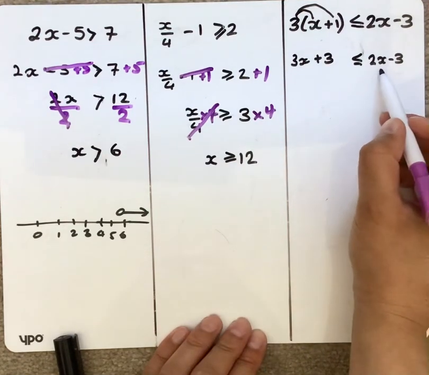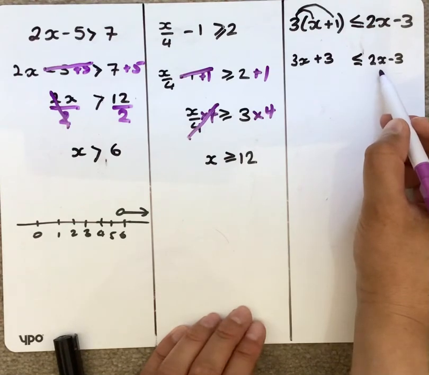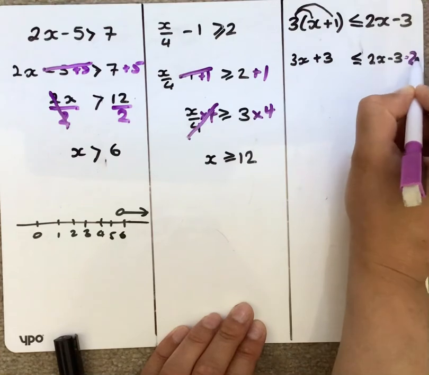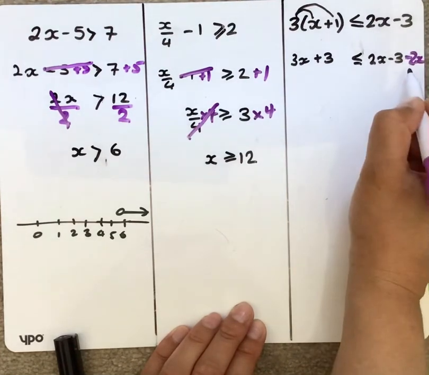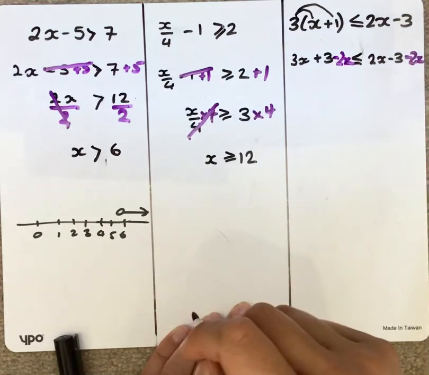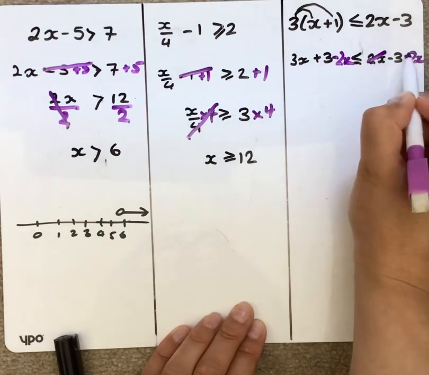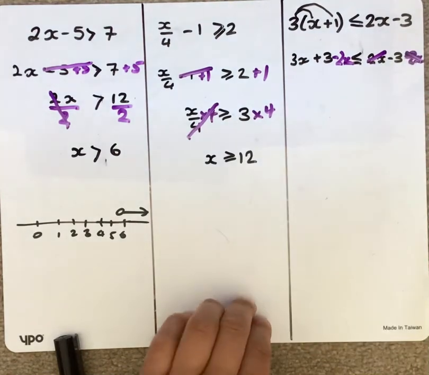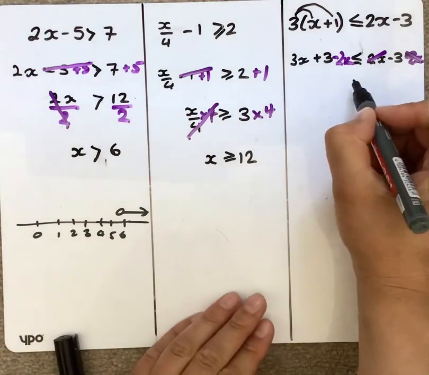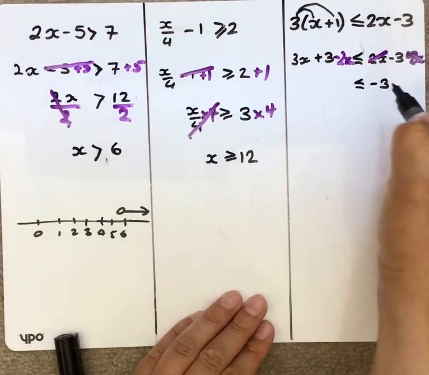The smallest number of x's is 2x, so I'm going to get rid of that. How do we get rid of it? Well, we just take it away. So if I'm taking it away from this side, I'm going to take it away from this side as well. So my 2x take away 2x makes nothing on that right hand side. So all I have on that right hand side is minus 3.